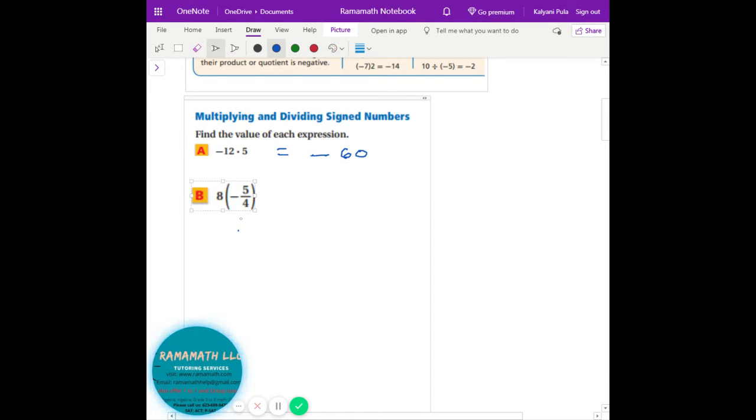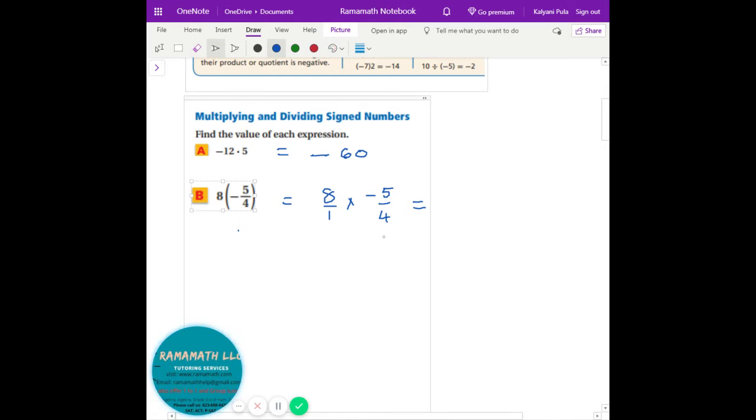And we have one number and a fraction, and we're multiplying them. Multiplication of fractions is easy. 8, I can write as 8 over 1. Because it's 8 times negative 5/4. That's right, 5 and then fourths. Or it would be 8 times negative 1 and 1/4, which is 5/4. That's right.